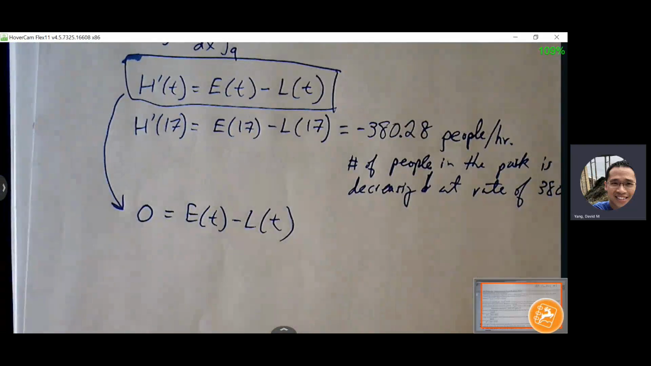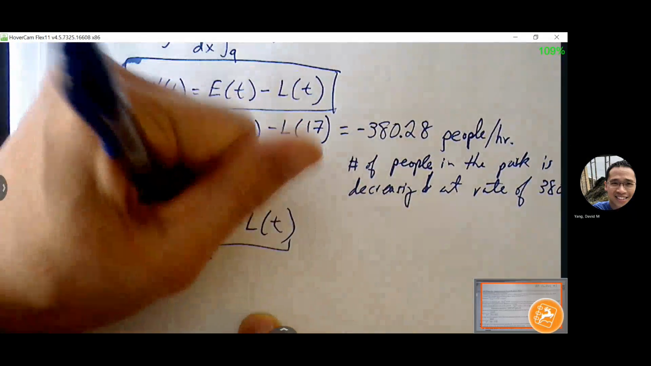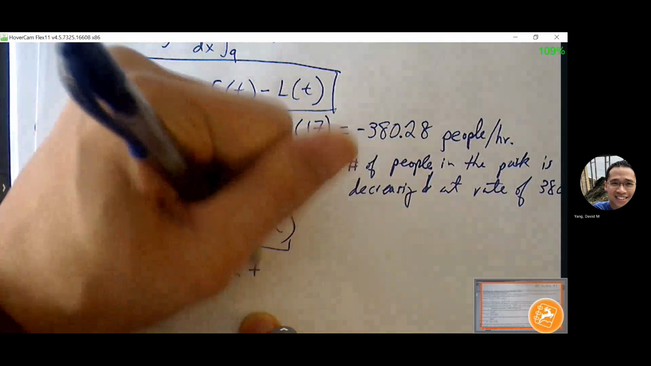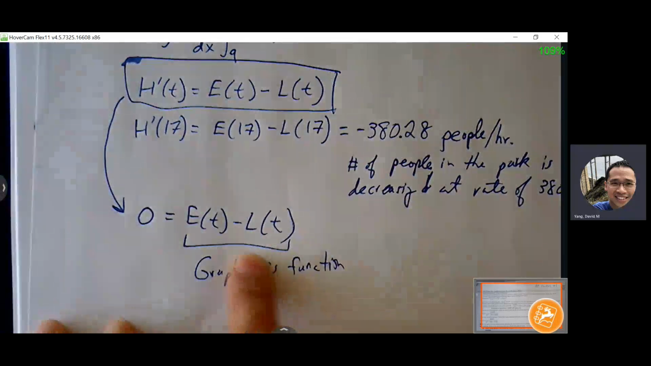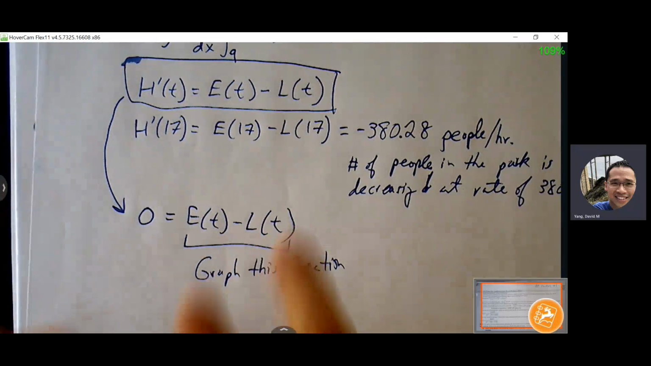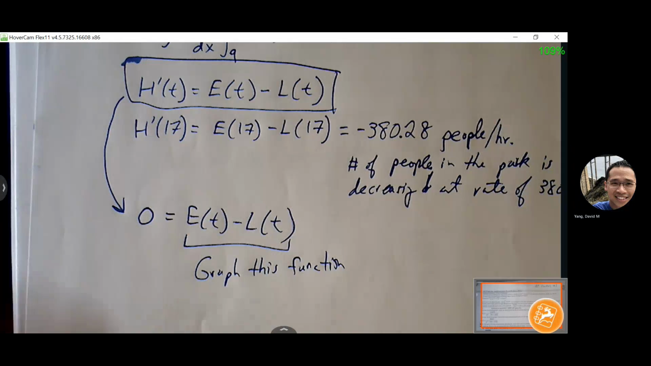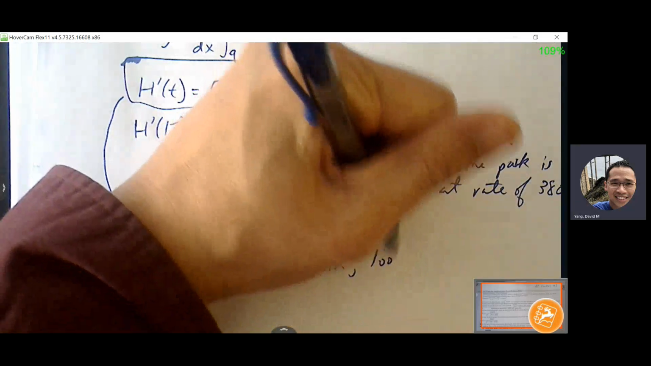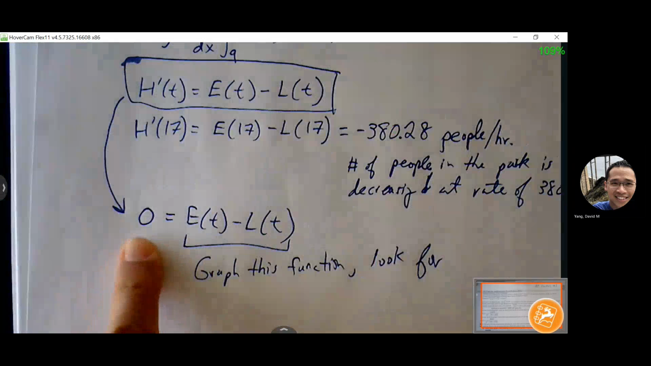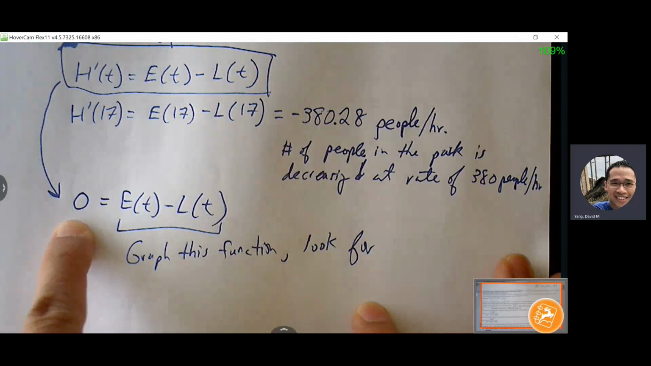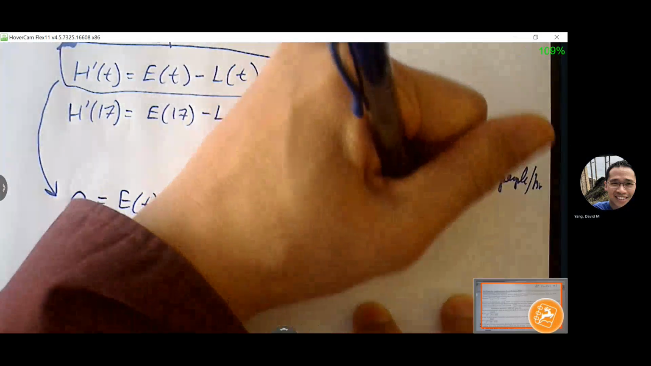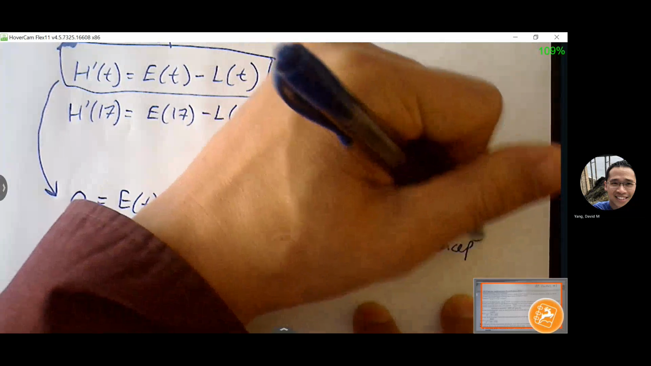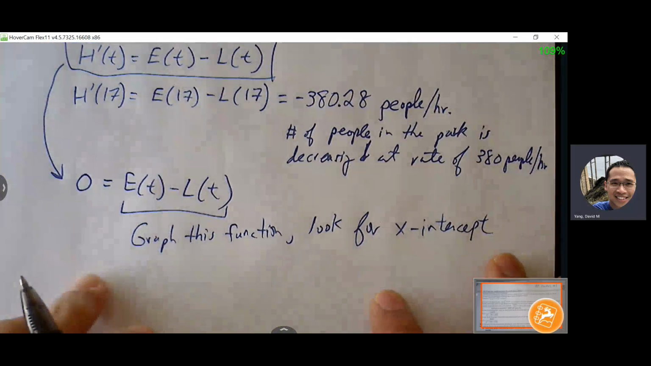So one thing we can do is graph this function. Whatever E of t minus L of t is, I'm going to graph that function and then look for, what is that going to look like here? Equals 0 means that's when the graph crosses the x-axis. And that's my solution, right?